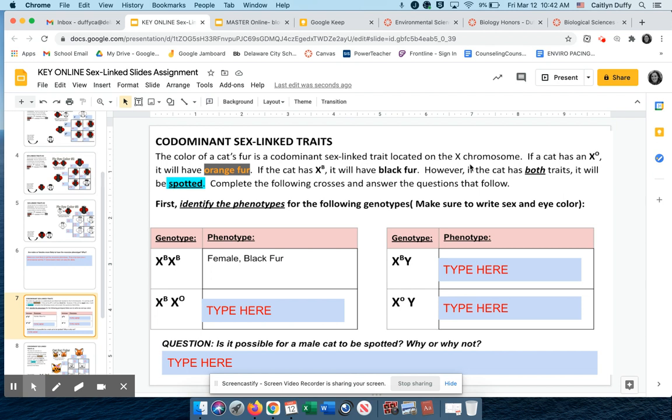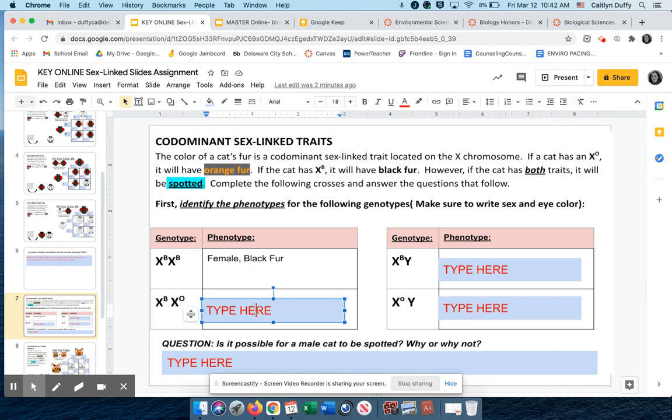As a reminder, you're going to notice that the Y chromosome does not carry either of these traits. And I want you to think about that, or either of the alleles, which is what I really want you to think about as we're filling these out, okay? So we have X's, we have Y's, okay? So our options for the females are XB XB, XB XO, or XO XO. So if it's XB XB, it will have black fur. If it has XO XO, it will have orange fur. If it has XB XO, it will be a female and it will have spots, okay?